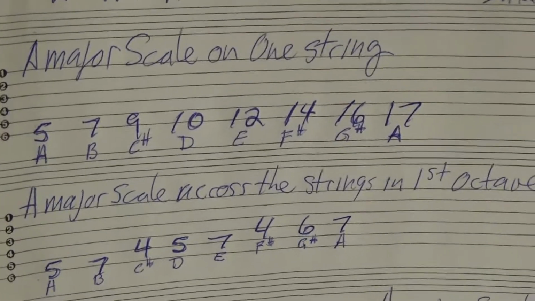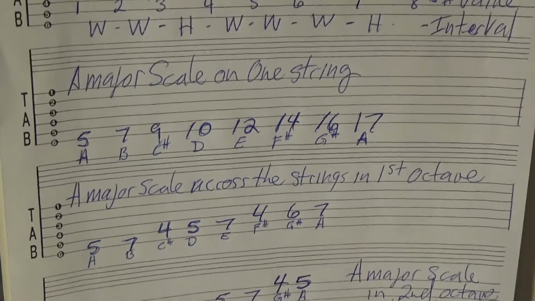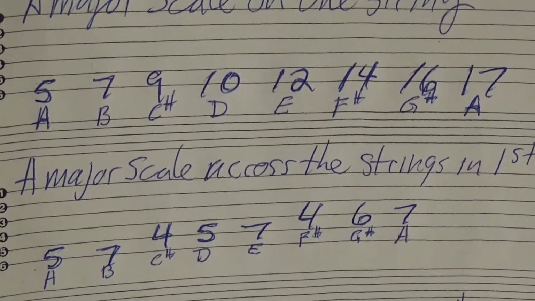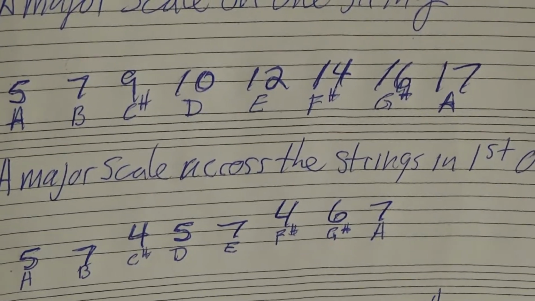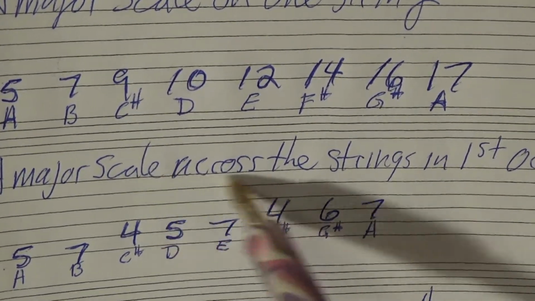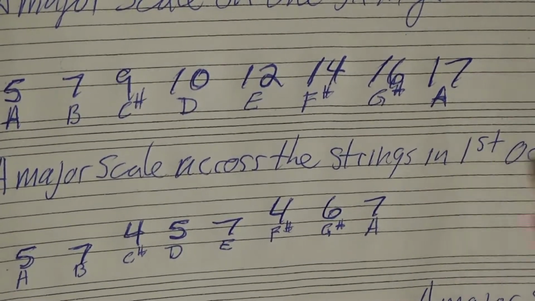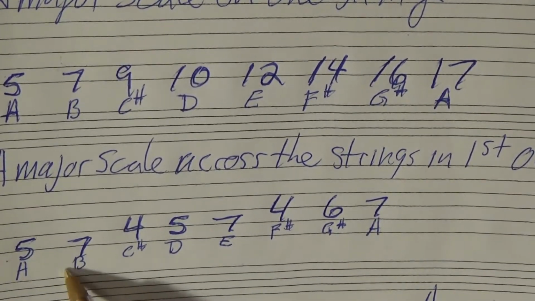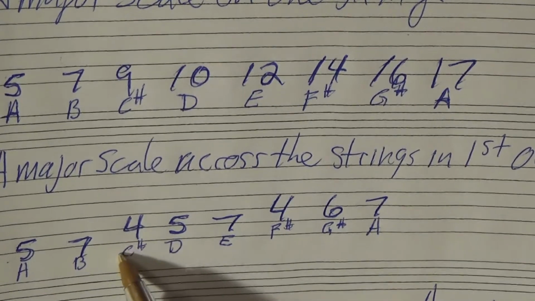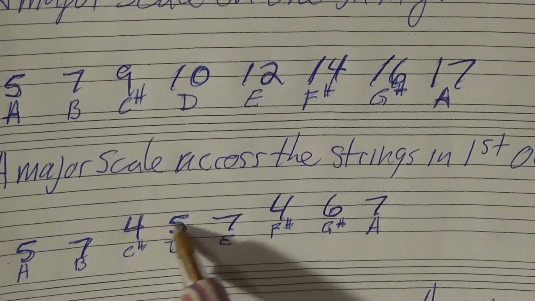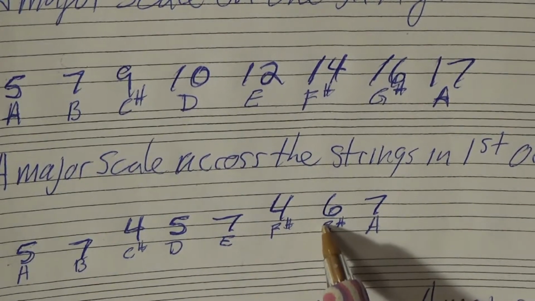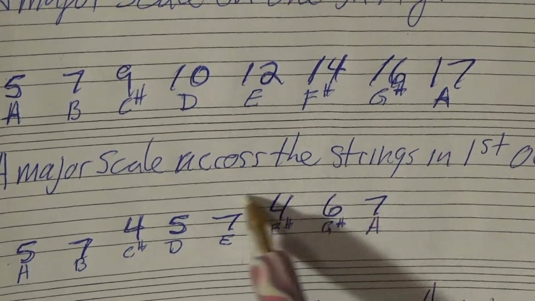Okay, so here in this example, let me see if I can zoom this in a little bit so you can see it. Alright, so in this example, I have the major scale across the strings in the 1st octave. Okay, so now we have our A and our B on the 6th string, then we move to the C sharp, the D, and the E all on the 5th string, then we move to the F sharp, the G sharp, and the A all on the 4th string.